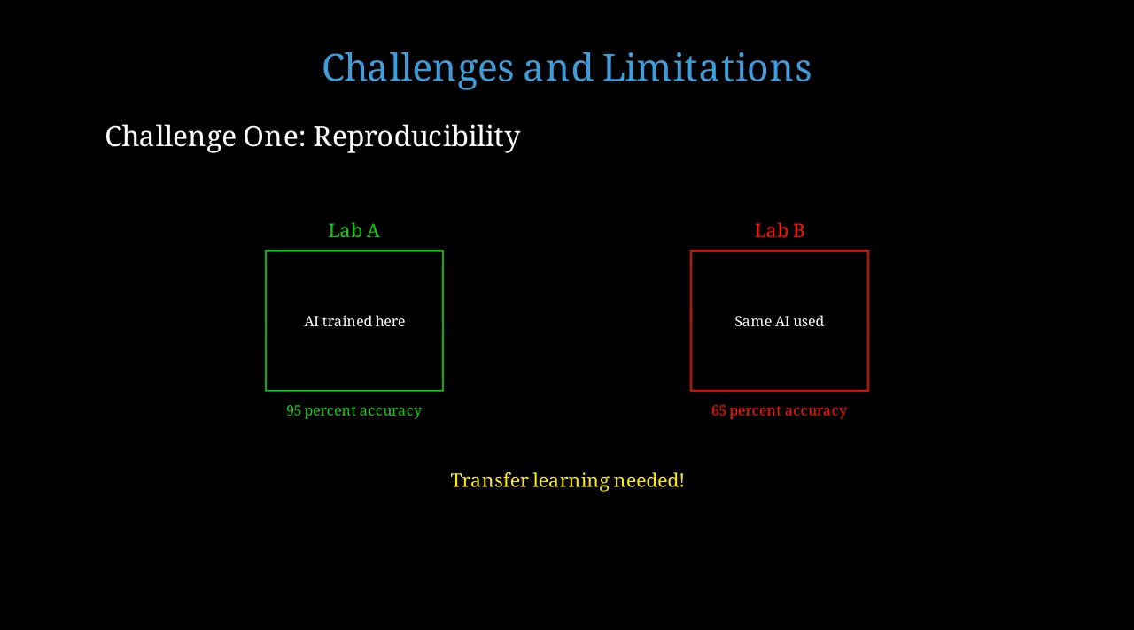Despite the tremendous potential, there are significant challenges and limitations to AI and microfluidics that we must address honestly. First is reproducibility. Microfluidic experiments can be sensitive to environmental conditions, fabrication variations, and subtle differences in materials. AI trained on one lab's data may not transfer well to another lab's setup. An AI achieving 95% accuracy in Lab A might only achieve 65% in Lab B due to equipment differences. Transfer learning techniques can help, but this remains a significant challenge.